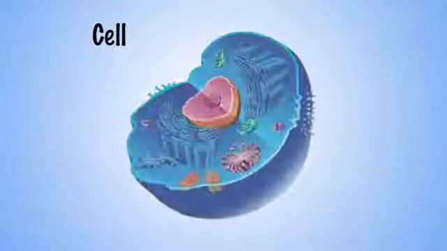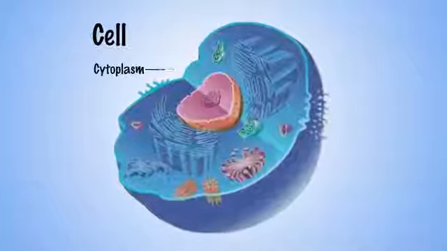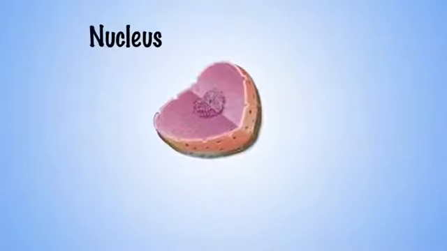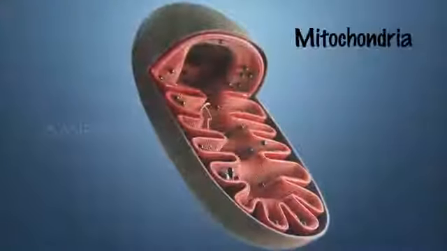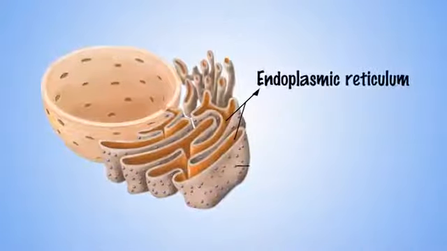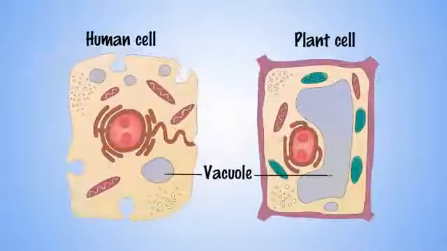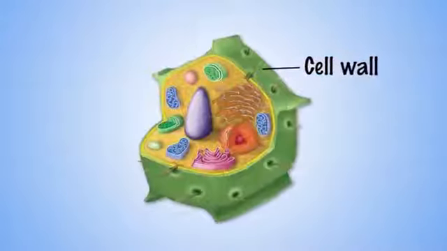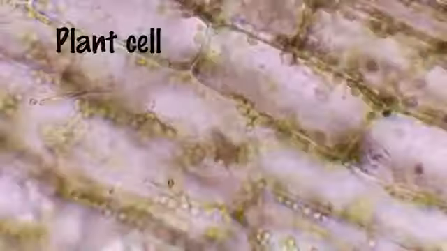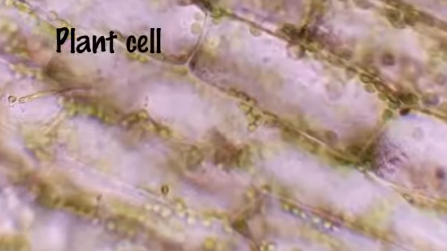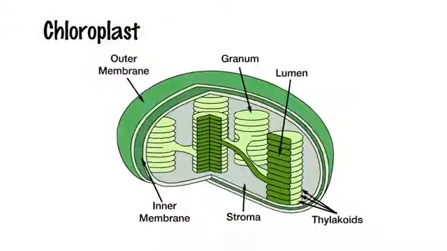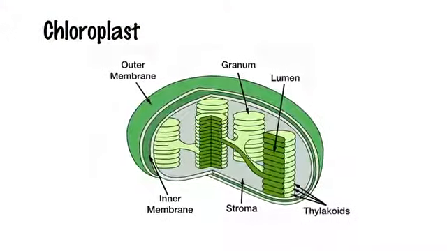A cell mainly consists of a fluid-filled space called cytoplasm and is surrounded by a cell membrane. The cytoplasm contains a nucleus, mitochondria, Golgi bodies, lysosomes, endoplasmic reticulum, ribosomes, and vacuoles. Plants have an additional boundary wall called the cell wall, which is absent in animal cells. Plant cells have large liquid-filled vacuoles, which occupy most of the volume in the mature plant cell. Plant cells also contain chloroplast, which is absent in animals.